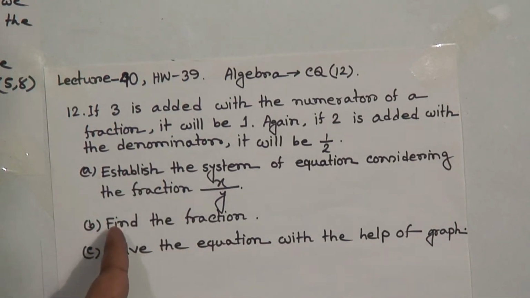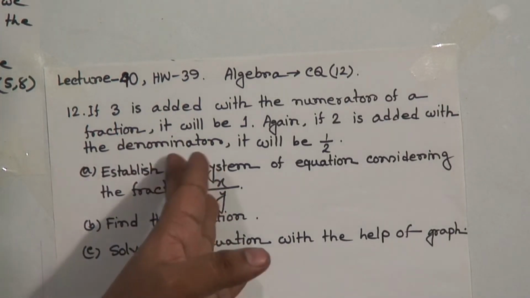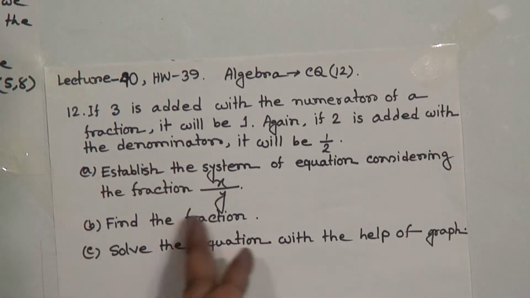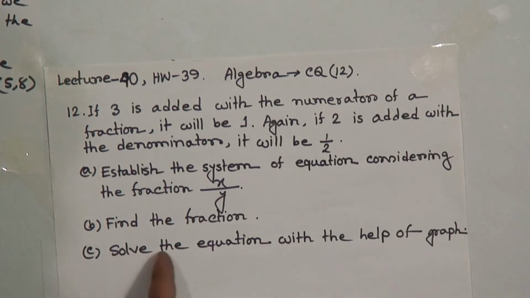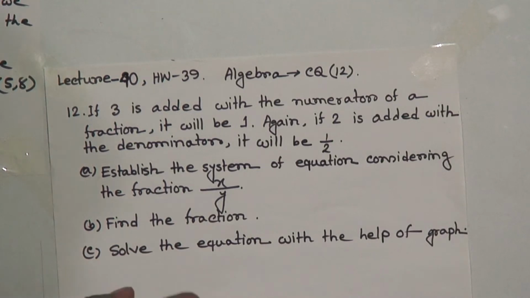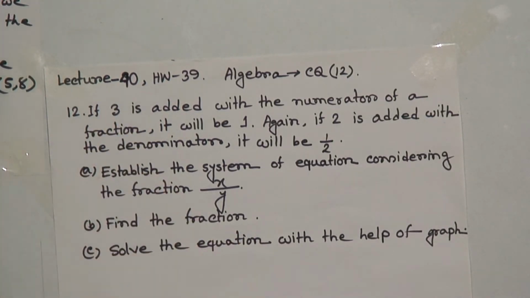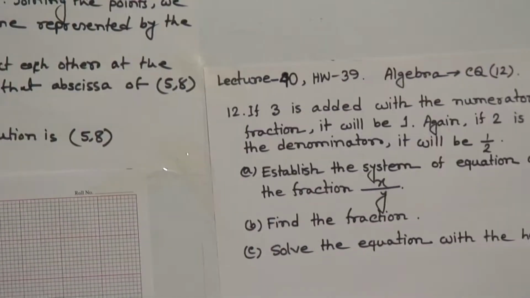Question number B. Find the fraction. That means we get two equations and from these we solve for the fraction. Question number C. Solve the equation with the help of graph. That means we solve the equations which we obtained in equation number 1 by using the graph. So let us start our class.